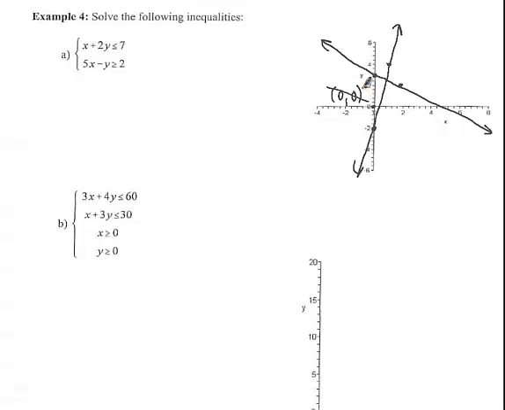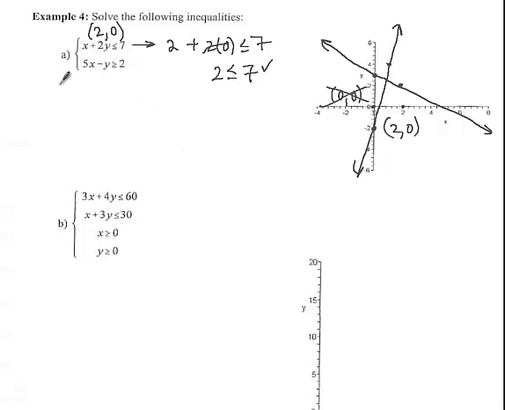So this one did not work. Another point, one in one of the other 3 regions. I'll pick this one. 2, 0. X is 2, y is 0. 0 knocks out this 2, and we get 2 is less than or equal to 7, and that's true.